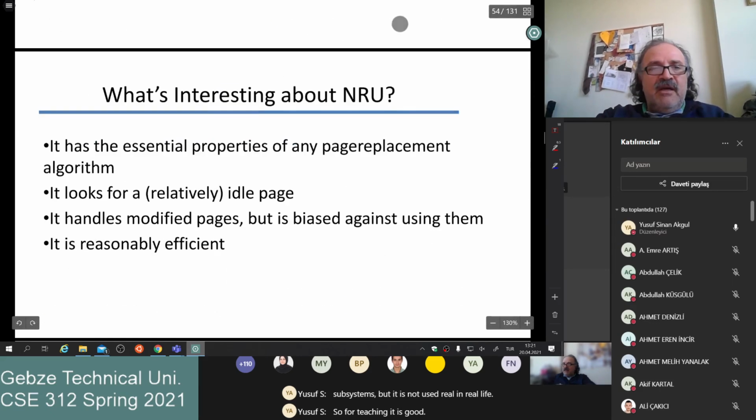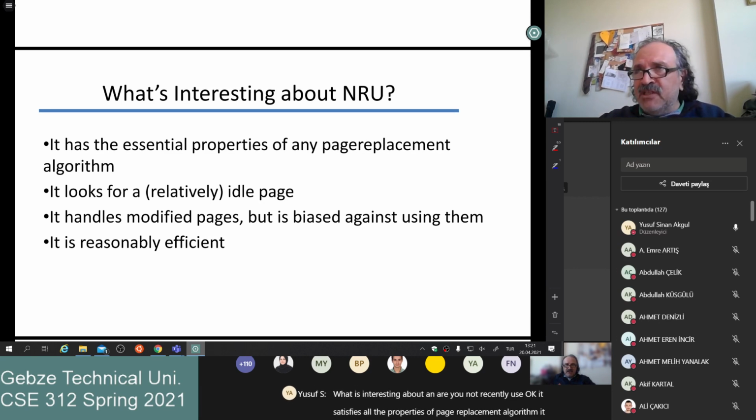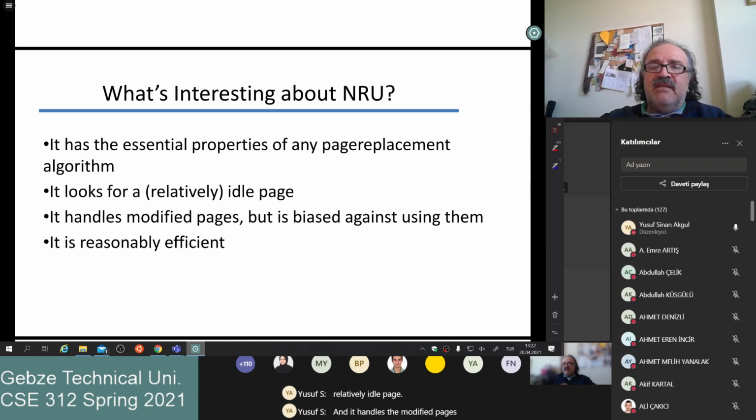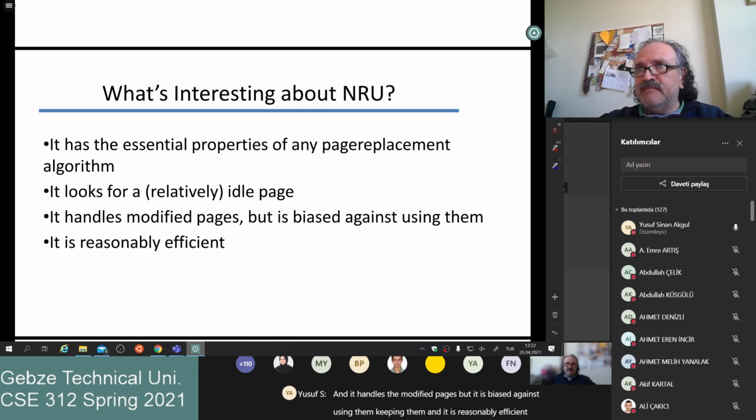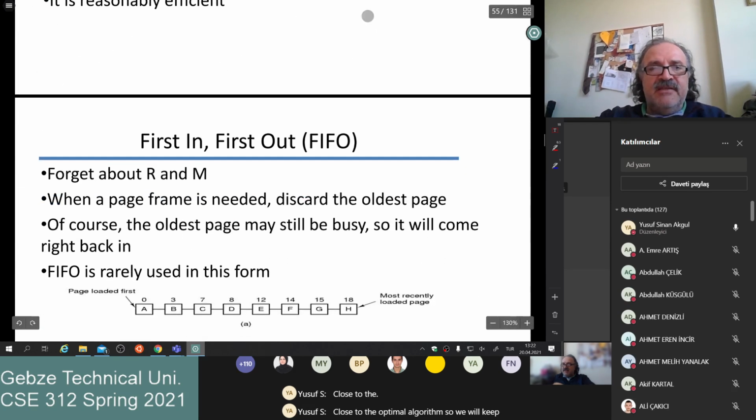Okay, what is interesting about NRU, not recently used? It satisfies all the properties of a page replacement algorithm. It is efficient, it is very fast. It looks for a relatively idle page, and it handles the modified pages, but it is biased against keeping them, and it is reasonably efficient. So we like the properties of this NRU, but it doesn't perform close to the optimal algorithm. So we will keep looking at other algorithms.